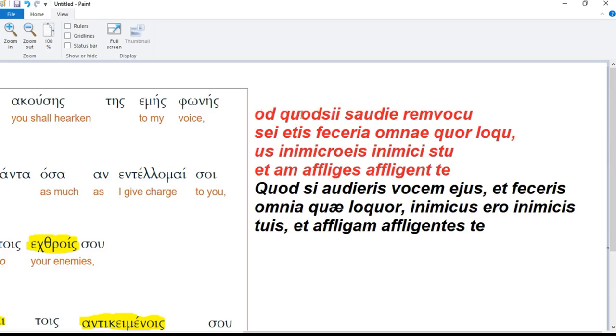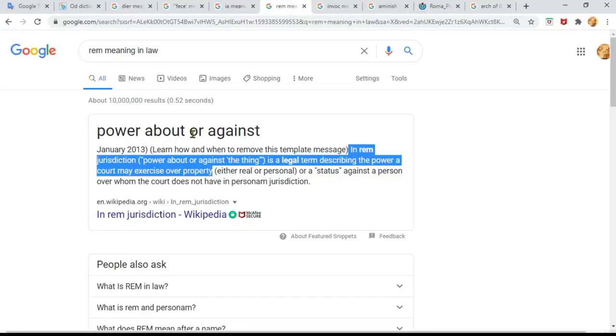Odd codicy. So a quo is a time, and your quo is a time, in the odd times to see. Saudi rem vocu, and these are both law words, and that it's not interpret them, but rem, the power about or against. In rem jurisdiction, power about or against the thing is a legal term describing the power a court may exercise over property. The power of a court over a property after you got locked out.